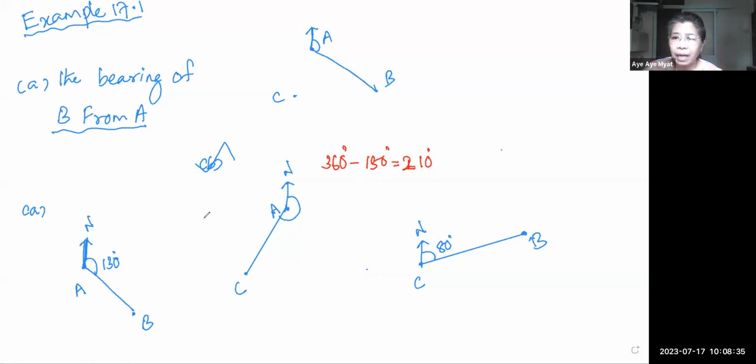Yes, I got it. 300. 360 minus 60 is 300. I got it.